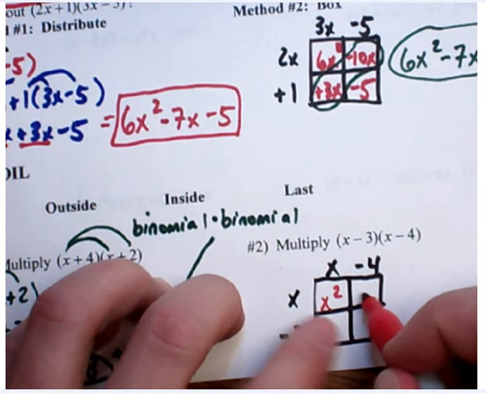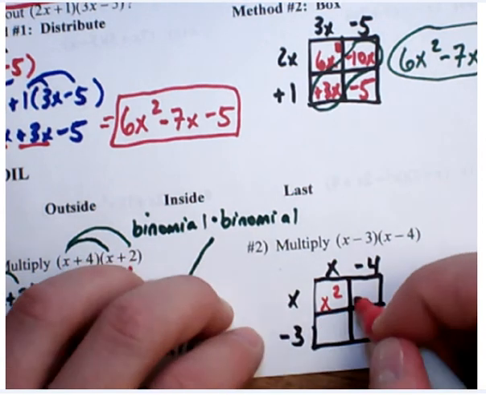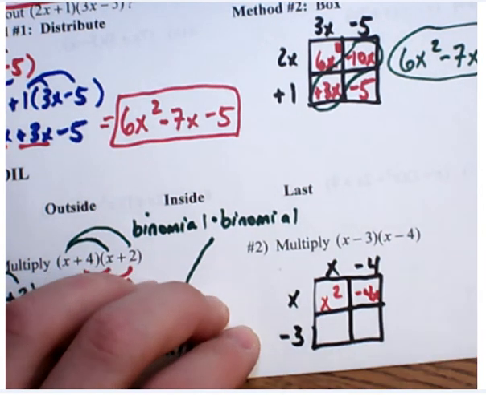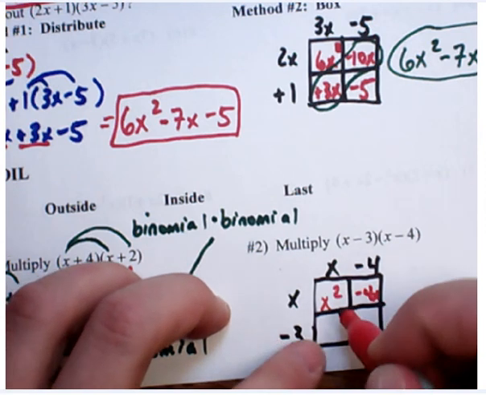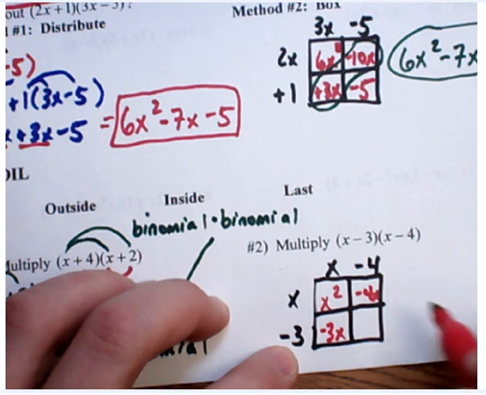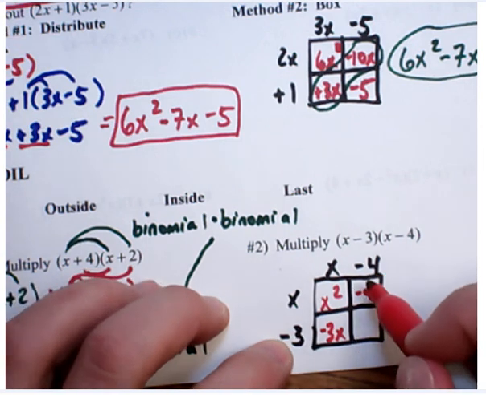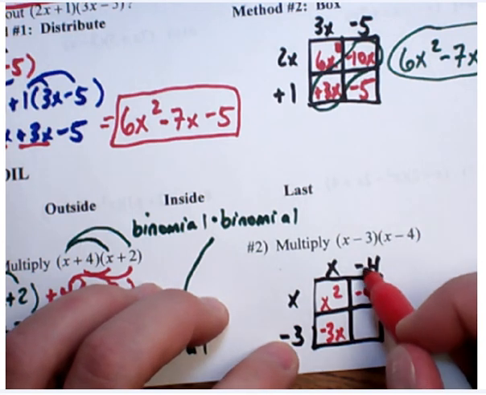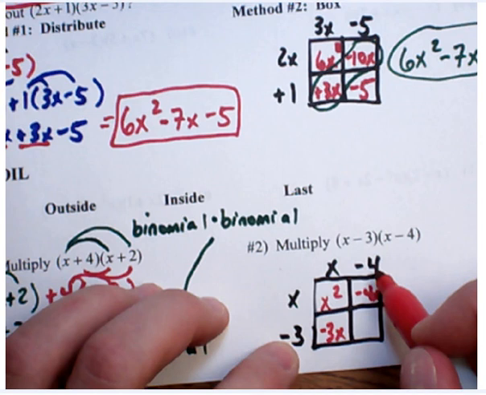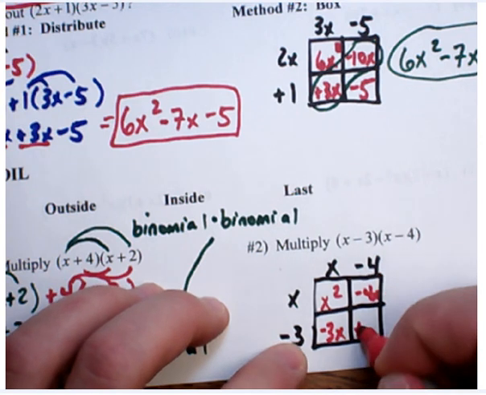Now the next square, I go across. That's going to be x times negative 4. Well, that's negative 4x. And then the square at the bottom is negative 3 times x, minus 3x. And then the last square is negative 3 times negative 4. If you're going to make a mistake, this is usually where it would be. You are multiplying these. You are not adding them or subtracting them. A negative times a negative is positive 12.